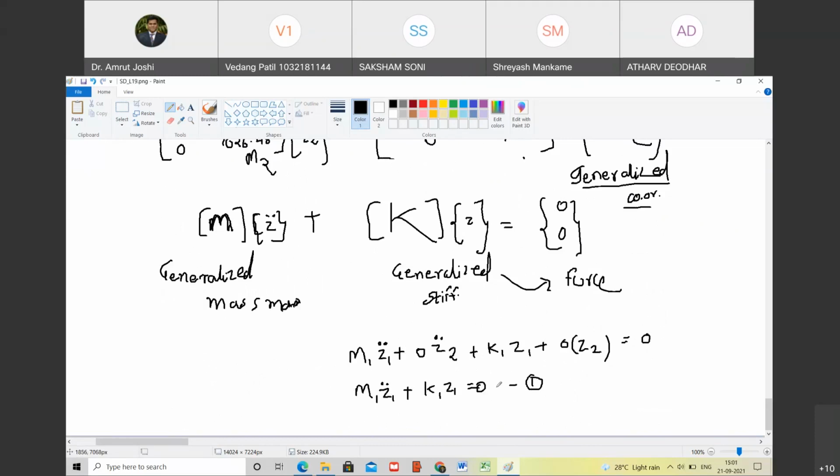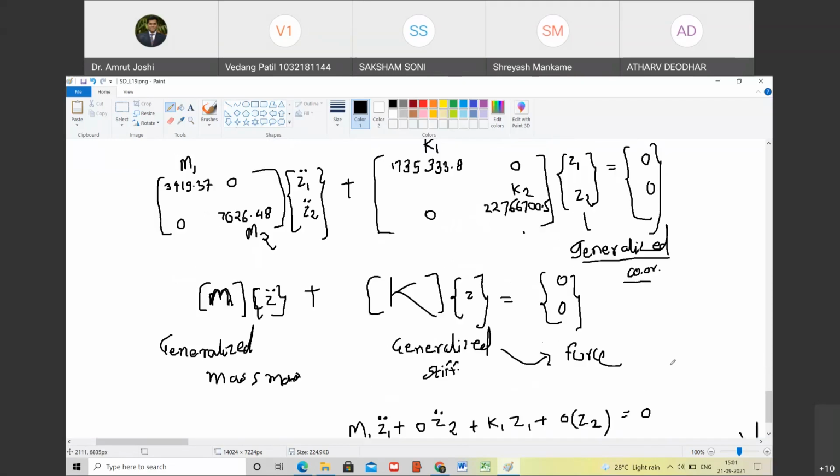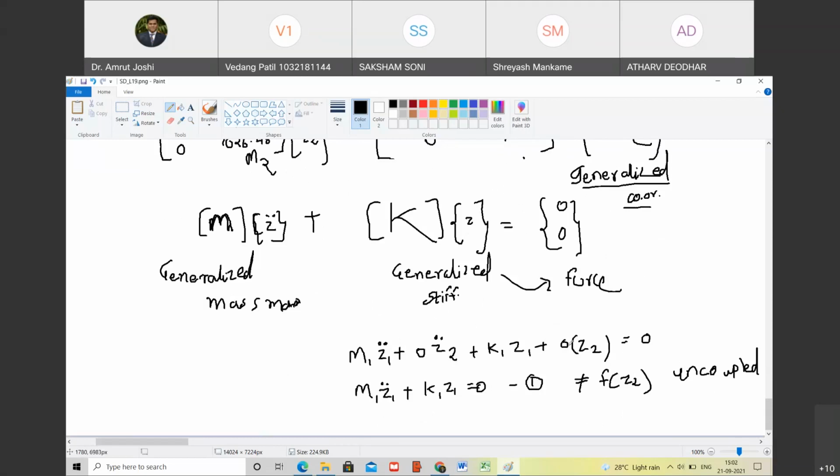And mind you, this is an uncoupled equation. It doesn't contain Z2. It is not a function of Z2. Therefore uncoupled. Why did it get uncoupled? It got uncoupled because of the diagonalization of the K matrix. यहाँ पे अगर कोई टर्म होता तो that term multiplied by Z2 यहाँ पे आता and then it would have become a function of Z2. Okay, so ये हुआ first equation.